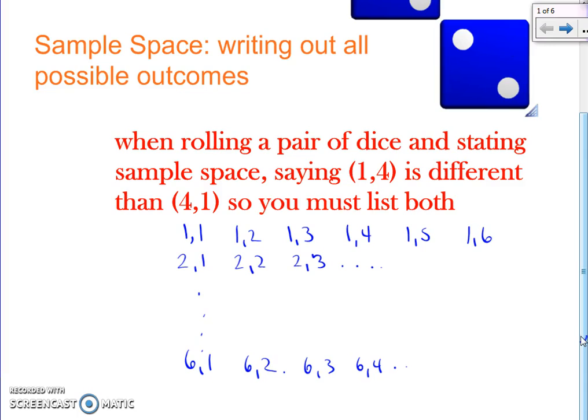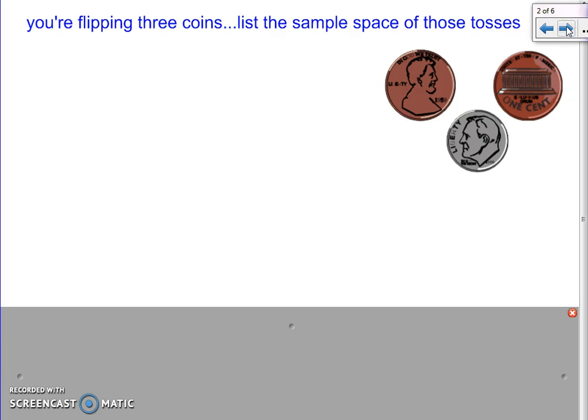Okay, after you write your sample space, then they're going to ask you questions on it. Okay, so we're going to try this with flipping coins. All right, so let's say you have 3 coins. List the sample space of those tosses. So you're going to flip all 3 of them. So let's do this in an organized way. What are the options if we flip 3 coins? So the 3 flips, what would be one option? Let's do it organized, so not just a random one. We could get heads, heads, heads. What's another one?